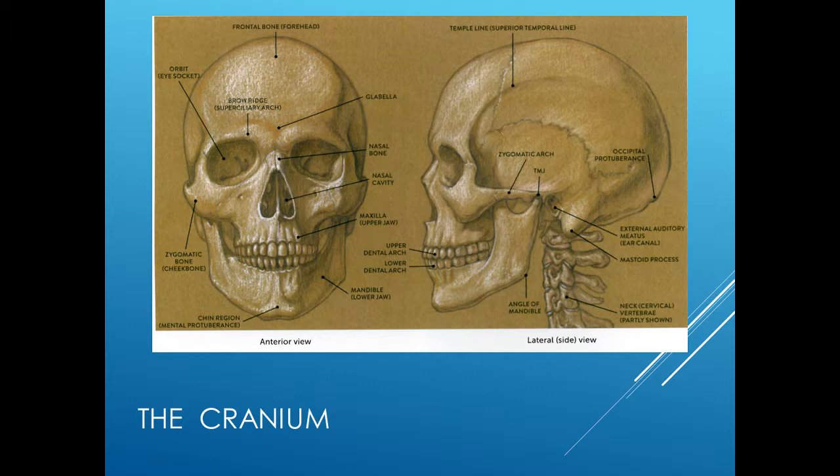Then we have the external auditory meatus, which is our ear canal. There's a hole there, so sound waves can go in, be processed by our brain, and we hear them as different noises. The mastoid process is this area right here that sticks out of the cranium. We also have the angle of the mandible right here, and the upper and lower dental arches. And then we have the neck, which has cervical vertebrae in here. We just see a few of them, and we'll look more at those in a moment.